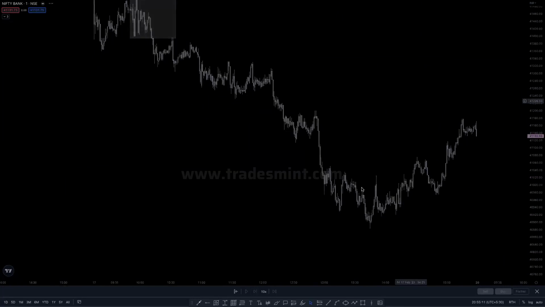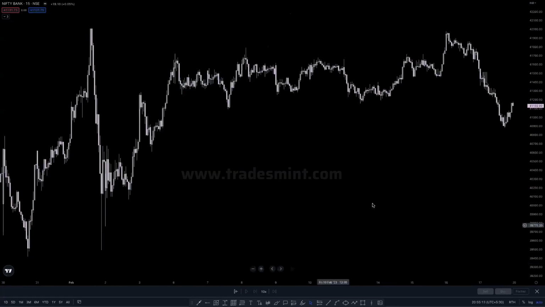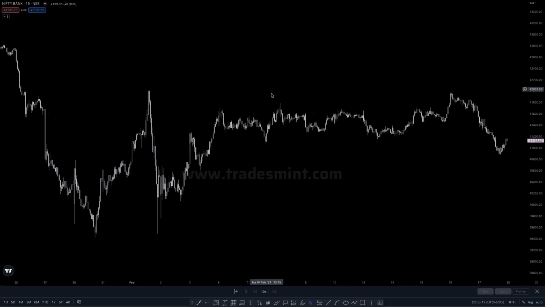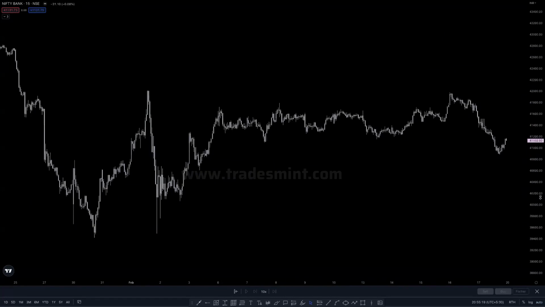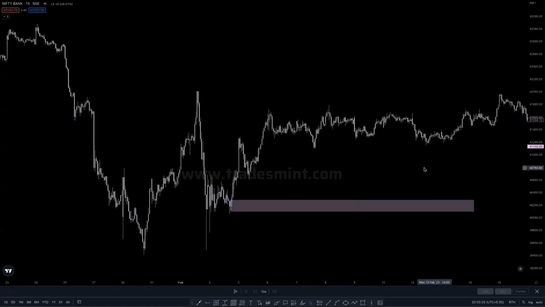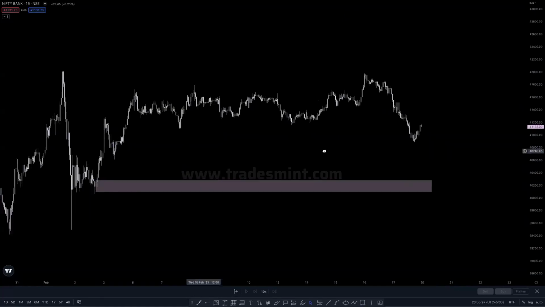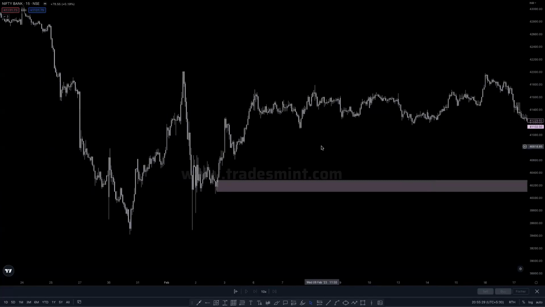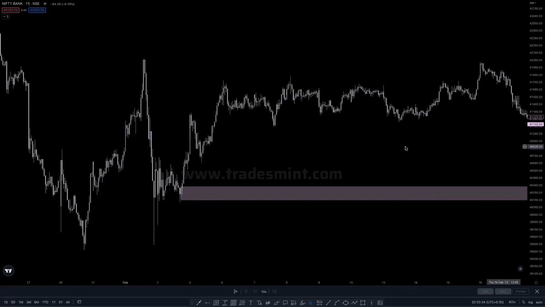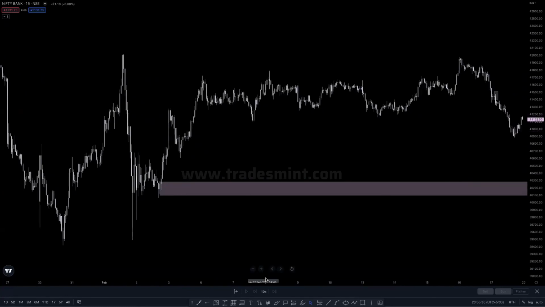In Bank Nifty, what's happening here? Let's check this one. Price is trading in a range, as we have uploaded a markup, and this is the extreme here. And this is an inside move, right? The extreme was here.